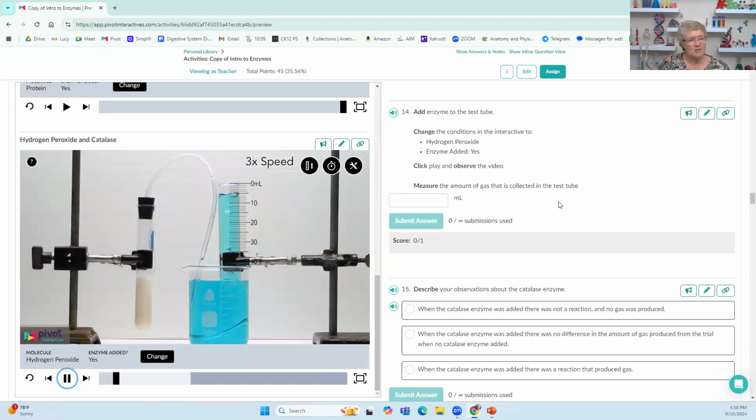Pretty quickly, gas starts being produced when enzyme is with the hydrogen peroxide. We'll watch till the end, and then we're going to measure using that ruler.